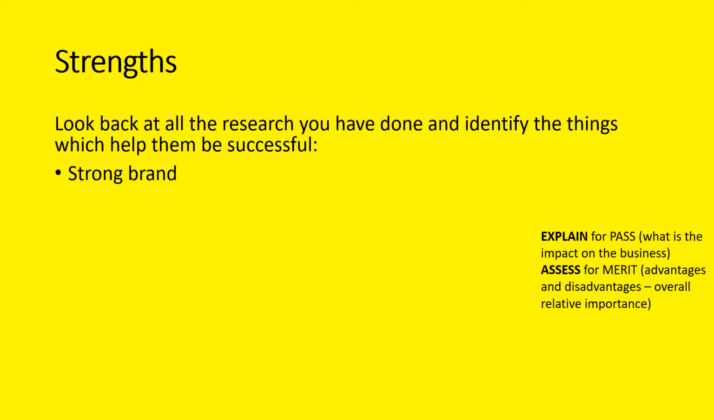So, for example, you might have a business which has a particularly strong brand, which has been a strength and which has done it well over the years. If I'm looking at Nike, Nike has a very strong brand, it dominates the market, therefore it is its strength. We could explain the advantages and disadvantages of it. The disadvantage is the sheer price of maintaining the brand. So that could be one.